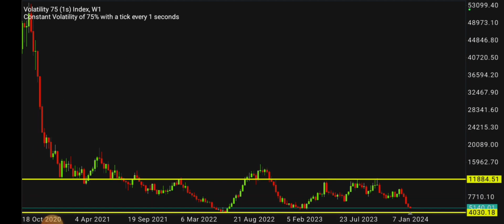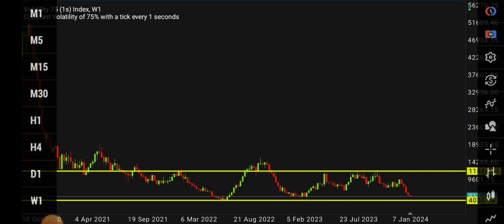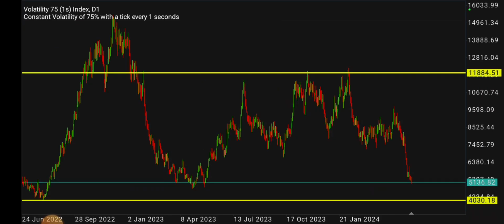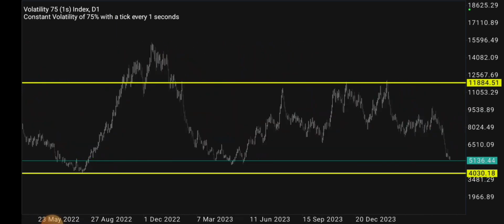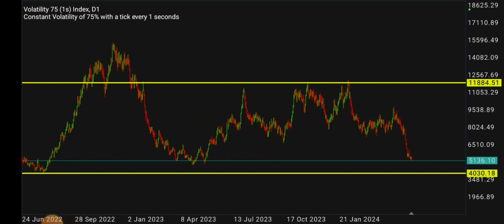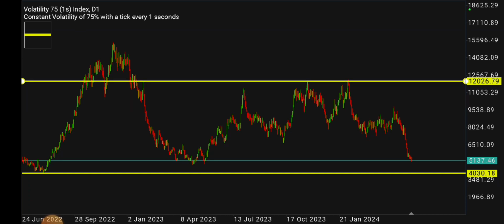Alright, so I have my two key levels mapped out. So I'm going to go to my daily time frame to see what the price is doing on the daily time frame. Now when looking at this market, you see that the market is stuck between this level and the down.